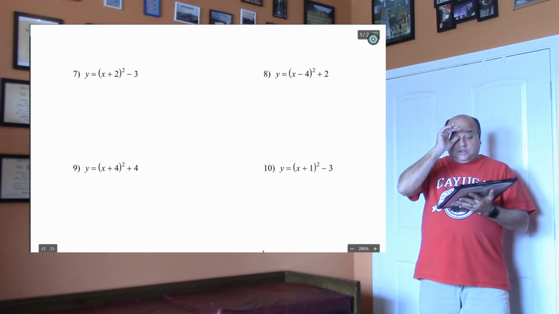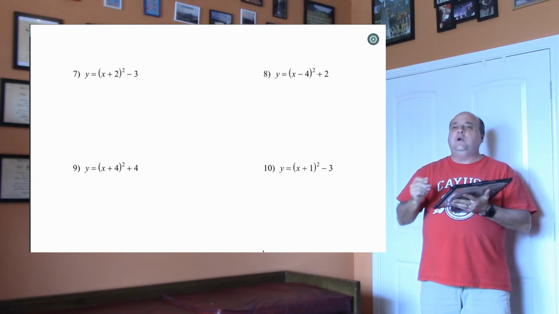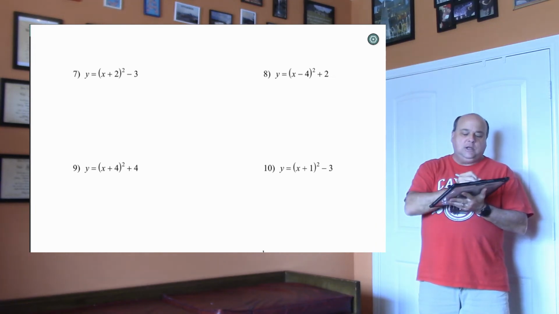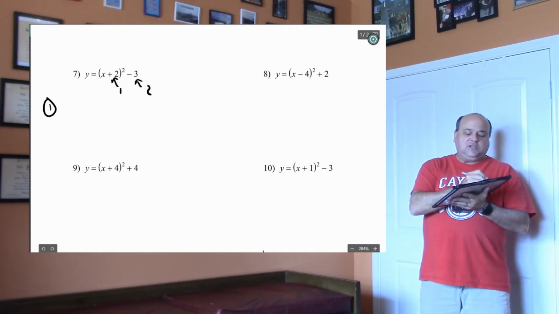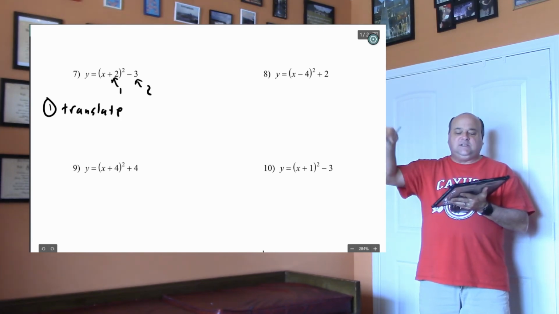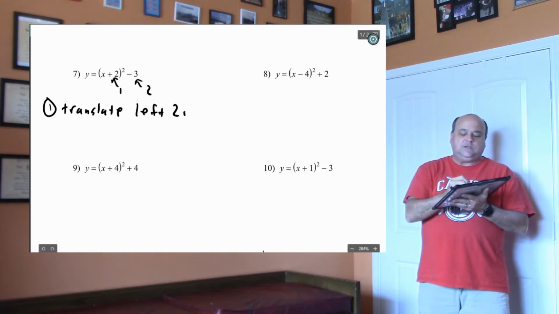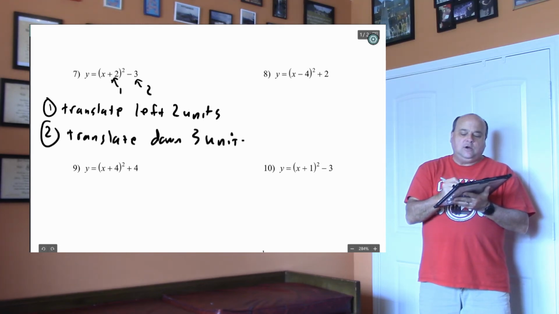Let's just do number 7, the last one I'll do with you. This is pretty simple stuff. Notice there's nothing in front of the parentheses, is there? So we're not going to reflect it, and we're not going to vertically compress or stretch it. This is going to be our first thing, and this will be our second thing. The first thing we're going to do is translate. Remember, if it's in the parentheses, it's opposite. The opposite of +2 is -2, so translate left 2 units. And step 2 is to translate down 3 units. That's all you have to do.